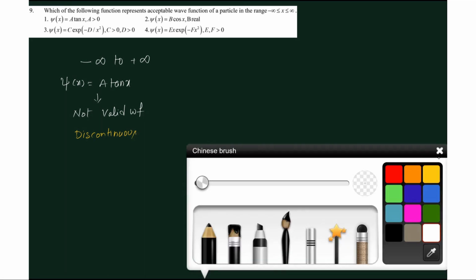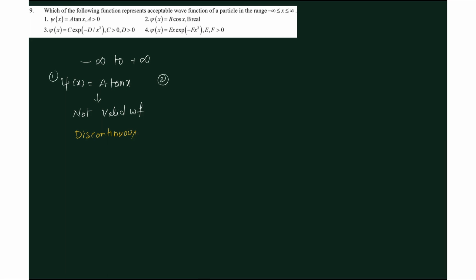And if you see the second one, that is psi equal to b cos kx. Remember, psi equal to a sin x or psi equal to b cos x, whatever it is, sine and cos are valid wave functions only in a particular given region. Let me explain. These are valid only in a given region, not minus infinity to plus infinity.